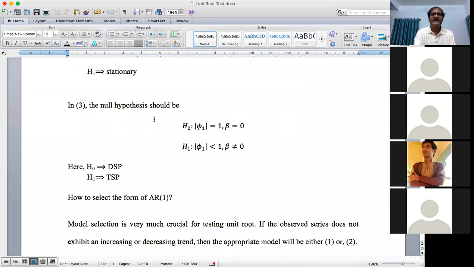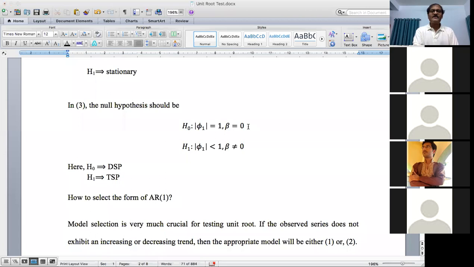For equation 3, the null hypothesis should be phi 1 is equal to 1 and beta equal to 0. Simultaneously, we have to consider these two parameters, phi 1 equal to 1, beta equal to 0. And in the alternative, we have phi 1 less than 1 and beta not equal to 0. So if you select AR1 with deterministic trend as shown in equation 3, we have to set the testing of hypothesis in this way.